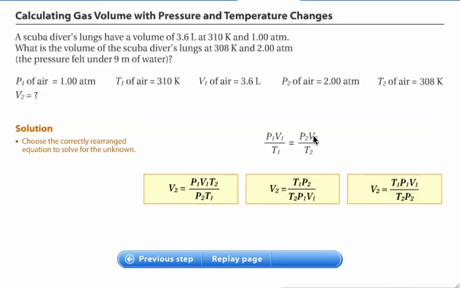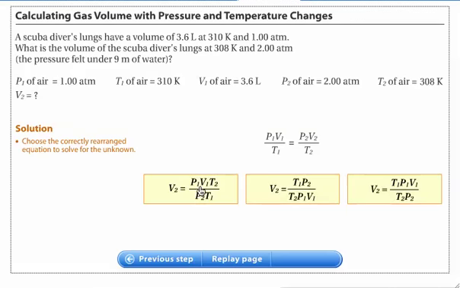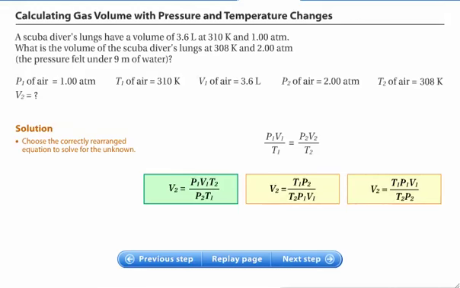So now let's take a look at this. What are you going to have to do to T2 to get rid of it? You'll recognize that you need to multiply both sides by T2. So I'm going to have P1 V1 T2 in the numerator. Right off the bat, you should see that this is the only one that gives us that condition. But let's just verify it and look at P2. I need to divide both sides by P2, which means in the rearranged equation, P2 will be in the denominator. So we select this one, and we're good.